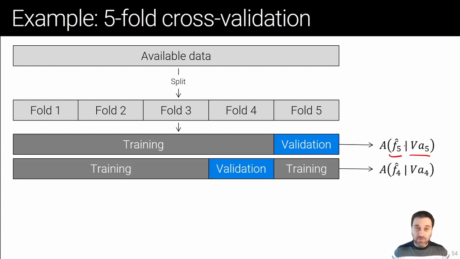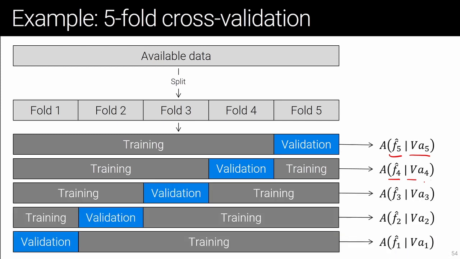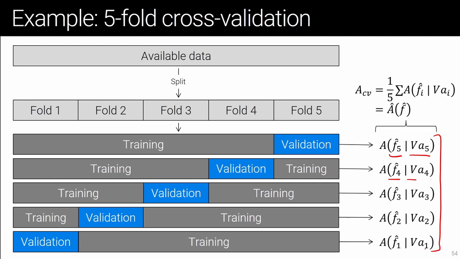Then we do the same for fold 4. So folds 1, 2, 3, and 5 are the training set, and fold 4 alone is the validation set. So we compute a new model and the accuracy on a validation set. And then we do the same for folds 3, 2, and 1. In the end, we have over here 5 estimates of the accuracy of the model trained and validated on different partitions of the data. We compute the average of all those. Let's call that the average accuracy through cross-validation. And this is what we use as an estimate of how well the model behaves on new unseen data.